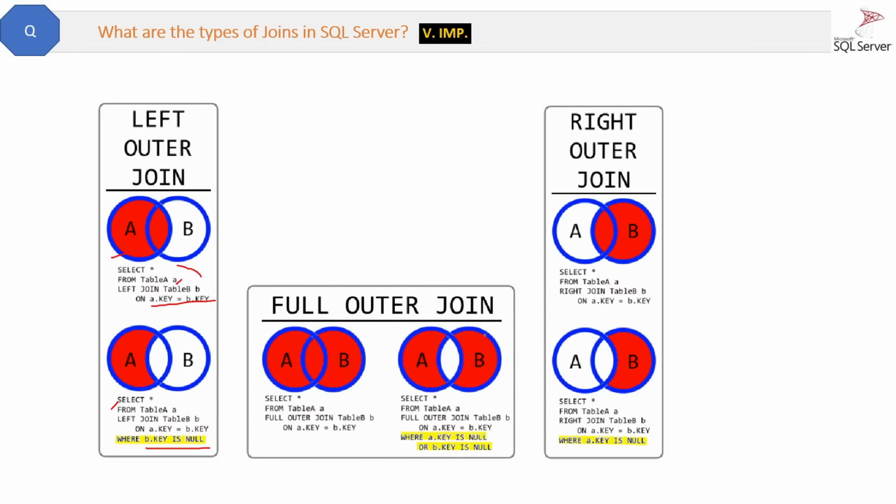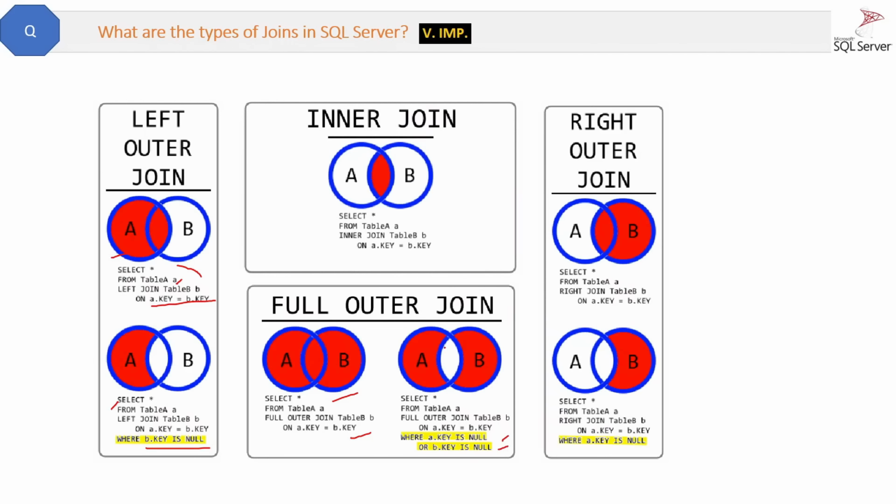Then we have full outer join, the third type of outer join it is. It will return all the records, whether there is a match in either left or right, all the records will be returned. And if you don't want to get the records which are common, then you can just use this null query like this. So this is full outer join.